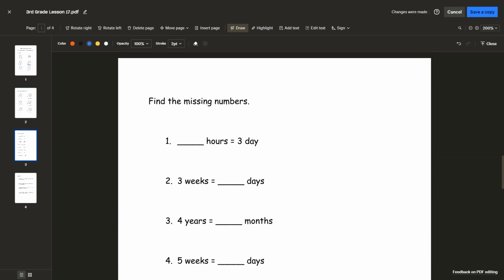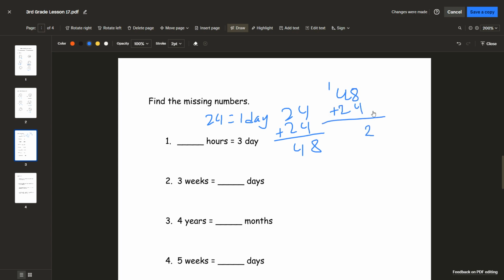Okay, so next page is find the missing numbers. So it says blank hours in 3 days. We know that 24 hours equals 1 day, right? So we do 24 plus 24, and then we should add 24 again, but we'll do that later. So 4 plus 4 equals 8, and then 2 plus 2 equals 4. So we have 48 hours in 2 days. So we need to add one more day. So we do 48 plus 24. We get 8 plus 4, which is 12. So we get 4 plus 2, which is 6, plus 1 is 7. So we get 72 hours in 3 days.